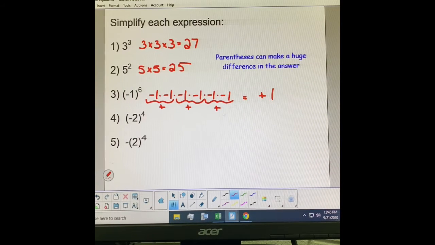Negative 2 is in parentheses, and we're raising that to the fourth power. So that's negative 2 times negative 2 times negative 2 times negative 2, which is positive 16.